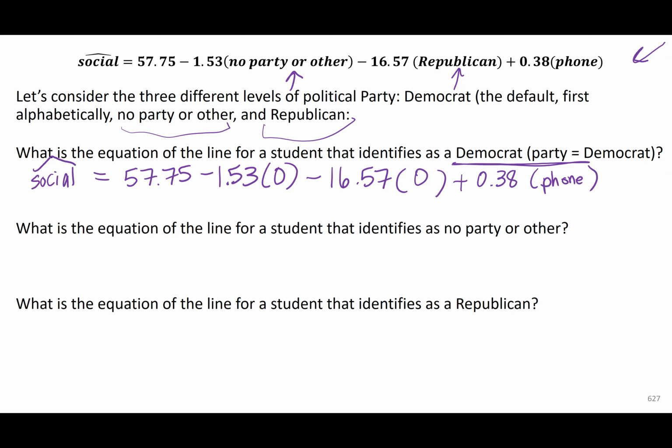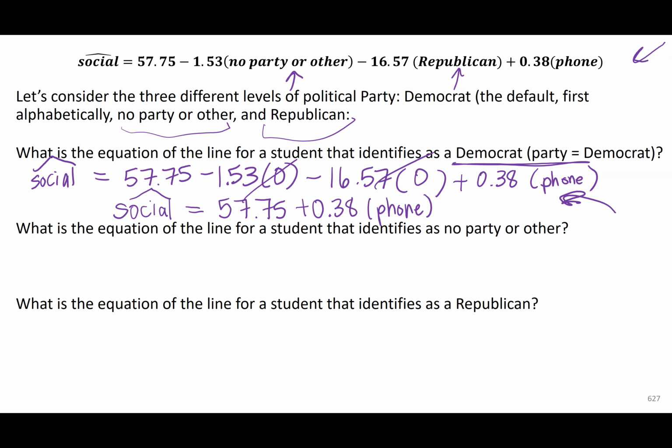So I can simplify these terms that have zeros in them; they just go away. So social hat is going to equal 57.75 plus 0.38 times phone. So this will be my least squares regression equation when I have a Democrat student.